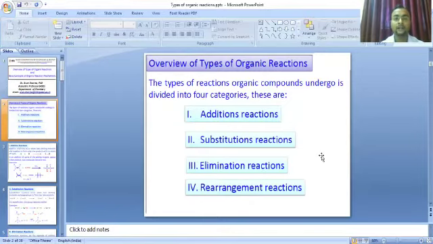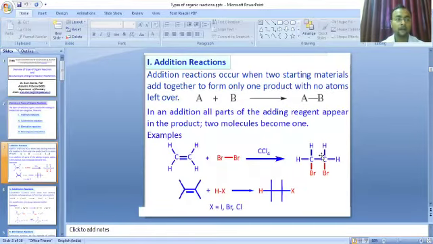What is an addition reaction? First of all, we will discuss addition reactions. Addition reactions occur when two reactants add together to form only one product with no atoms left over. You can see here that when two different reactants A and B react to give only one product AB, such type of reactions are called addition reactions. In an addition, all parts of the adding reagent appear in the product; two molecules will become one.